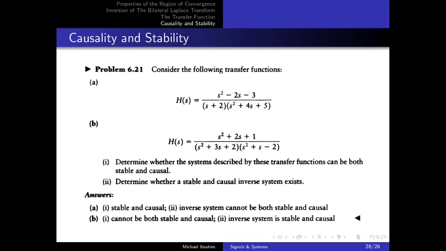So the key point here: if you want the system to be causal, the ROC must be right-sided, which means the time domain signal h(t), the impulse response, must be right-sided. And if you want the system to be stable, the j omega axis must be included inside the ROC. So if you want the system to be both causal and stable, all poles must be located on the left half plane in the s domain.